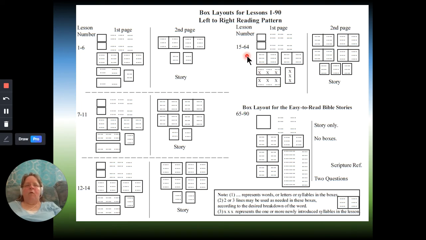Lessons 15 to 64, which includes the rest of our created lessons as well as our health lessons, we're not doing as much drilling of syllables because of the patterning, like in the alphabets. And then our boxing layout for the Bible stories is essentially the same.